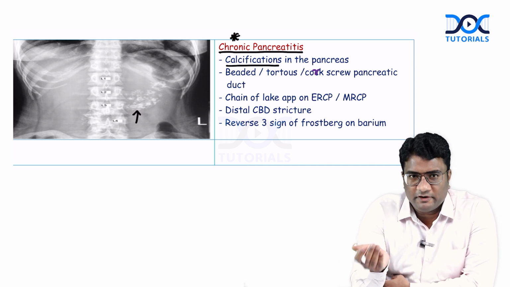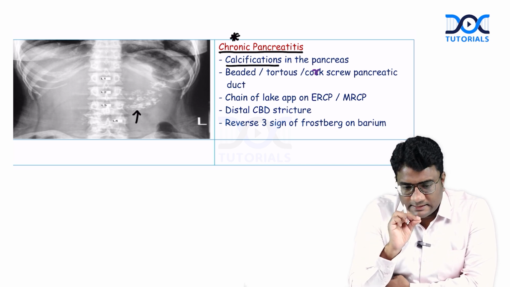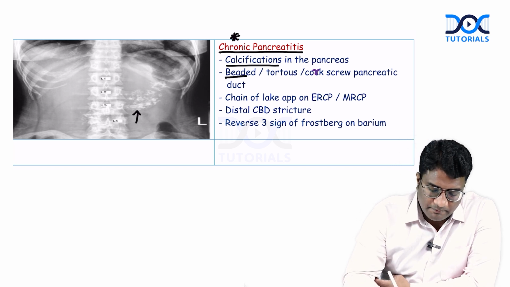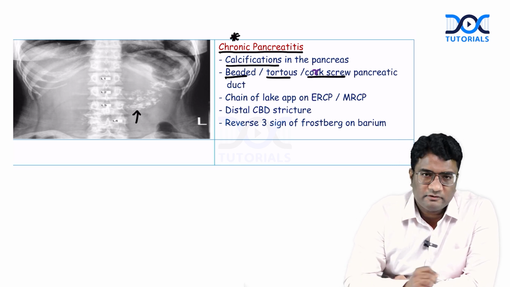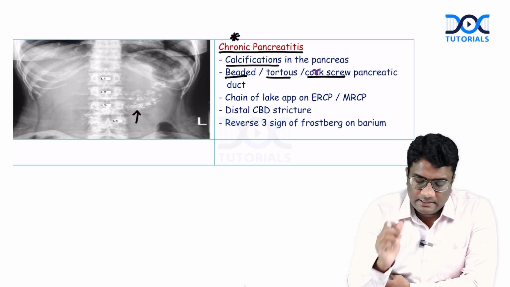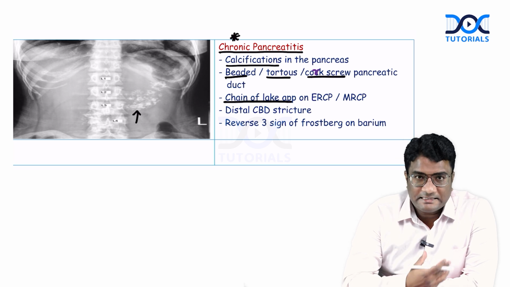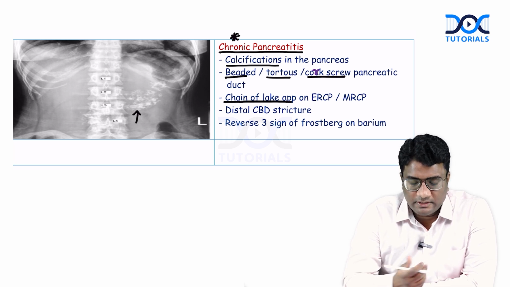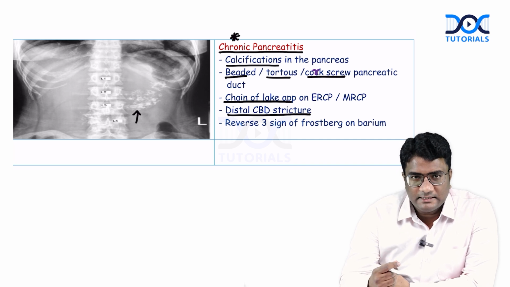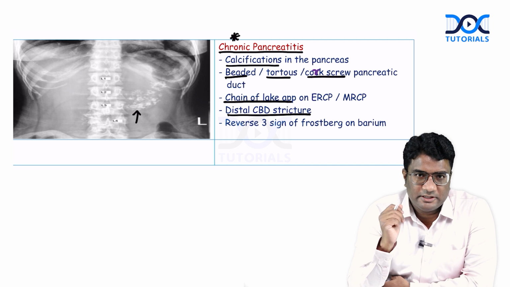Chronic inflammation leads to fibrosis, and fibrosis leads to strictures and dilatations. And this leads to a beaded appearance or tortuous appearance of the main pancreatic duct. So you see a beaded appearance, tortuous appearance or corkscrew appearance of the main pancreatic duct. The stricture and dilatation of the side branches of the pancreas lead to chain of lake appearance on ERCP or MRCP images. The distal CBD also undergoes stricture, that is distal CBD strictures, because of the fibrosis in chronic pancreatitis. The CBD, while passing through the pancreas, also gets fibrosis, causing distal CBD strictures.